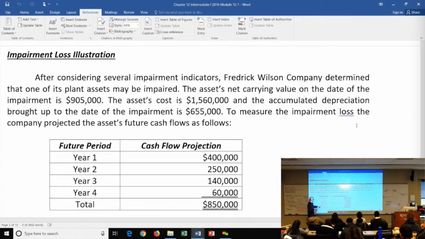Now, to measure the impairment loss, management gives us these future cash flows. The projected life of the asset is 4 years. That's the remaining life. So we're now going to look at those cash flows, and we know that there's 400 expected in the first year, 250 expected in the second, 140 in the third, and 60 in the fourth. The sum of the undiscounted cash flows is 850.